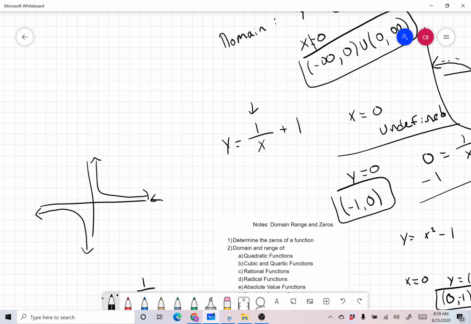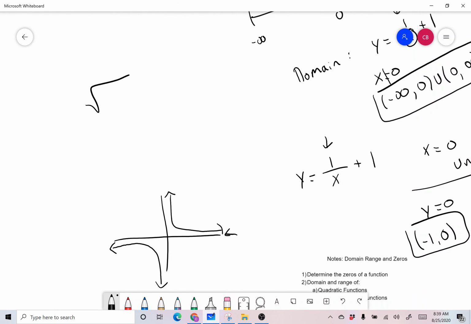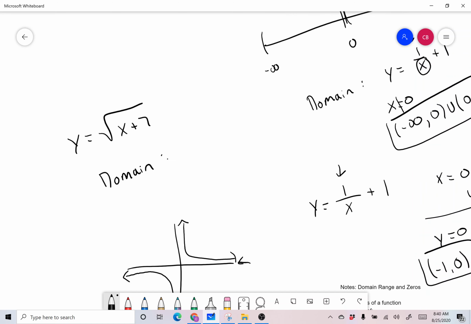If we look at radical functions, maybe I give you y is equal to the square root of x plus 7. If you wanted to know the domain of this, then you need to find out where the square root is equal to 0. So we have the square root of x plus 7 is equal to 0. Well, that means we square both sides. We subtract 7, and x is equal to -7.